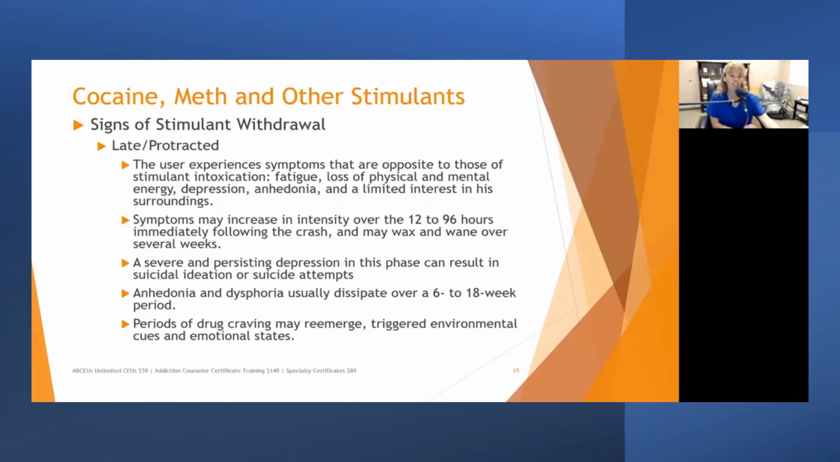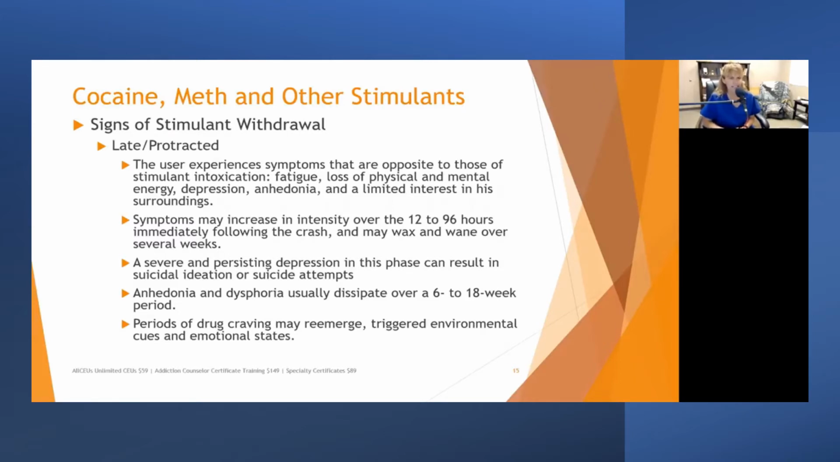And remember, we're not just talking about mood disorders that existed independent of the substance use. If someone is detoxing and they hit this period of severe depression, they start sobering up, they realize that they lost their job, they lost their family, and they've got pending legal charges, they may get severely depressed and be suicidal at that point. So if the person is severely depressed for any reason, you really need to pay close attention. The anhedonia and dysphoria usually dissipate over a 6 to 18 week period.